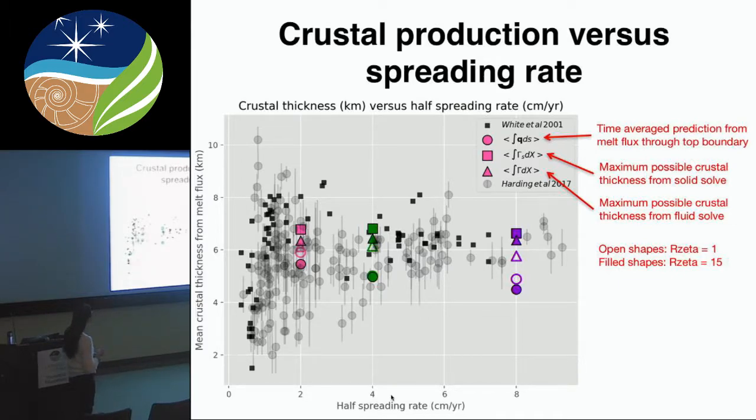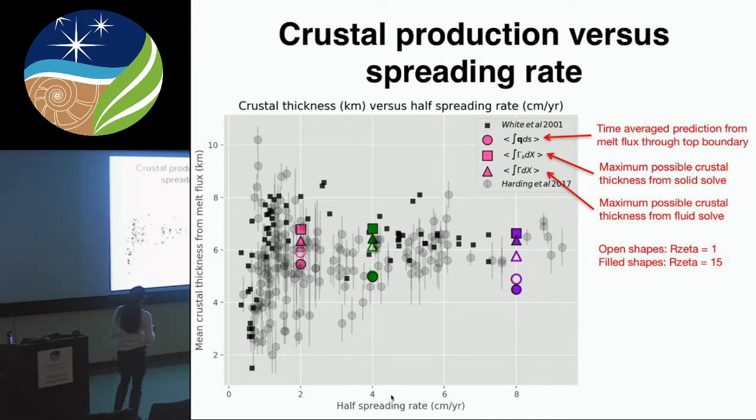So the squares are the maximum amount of crustal thickness you can expect if you were to solve for a single phase flow. And the triangles are what you get when you solve for a two-phase flow, but from the total amount of melt. And then the circles are what you actually get out of the ridge axis. So the difference between the triangles and the circles are pretty much what freezes into the lithosphere.